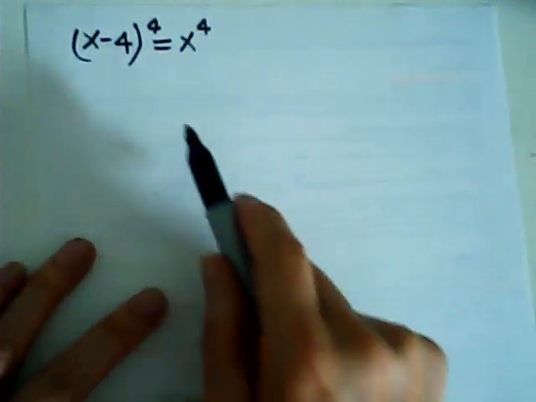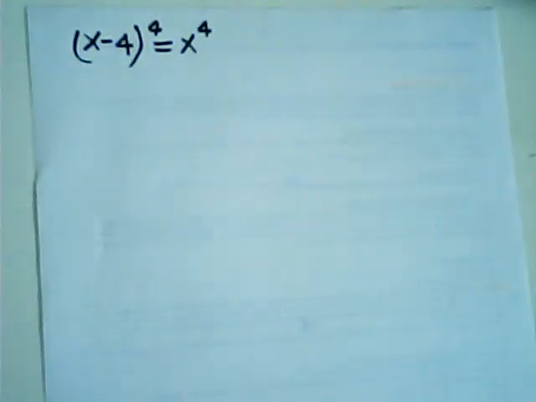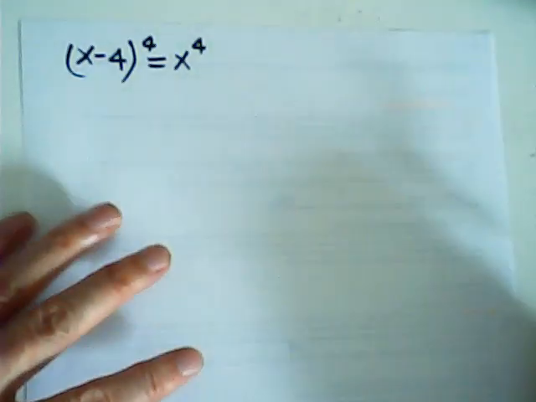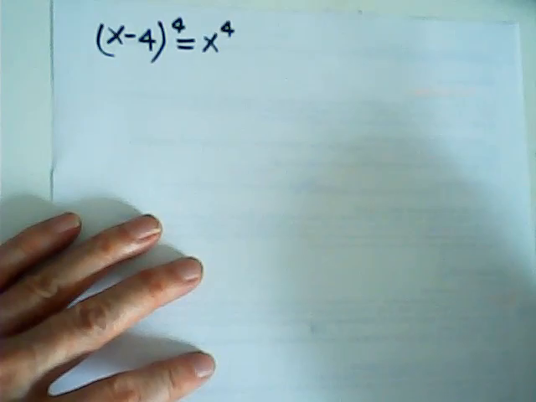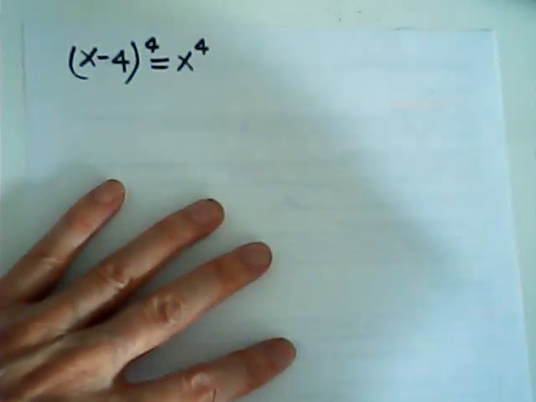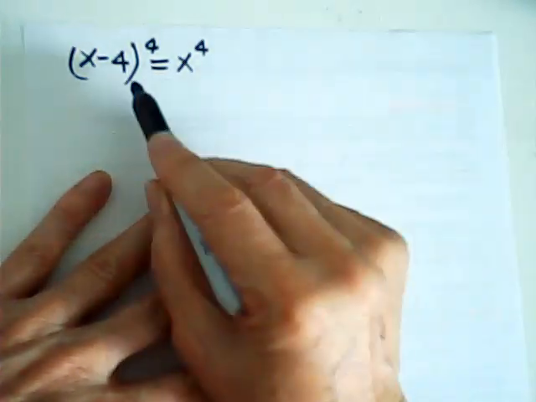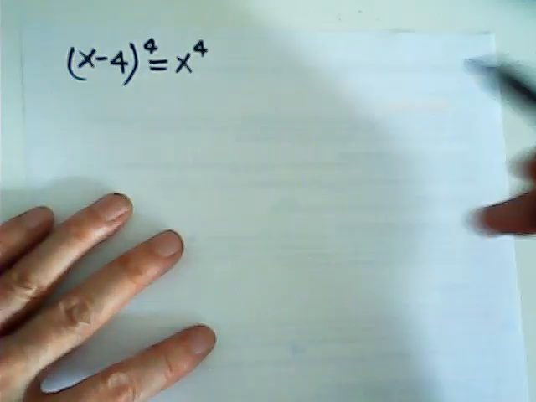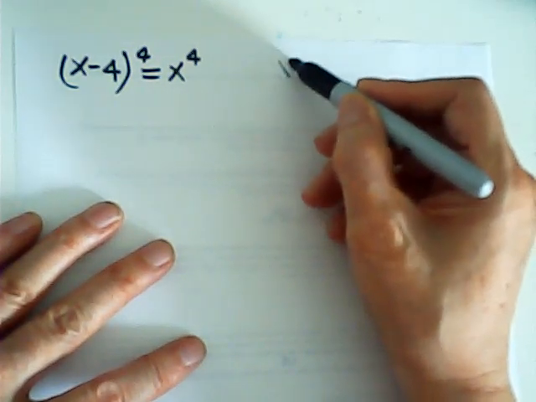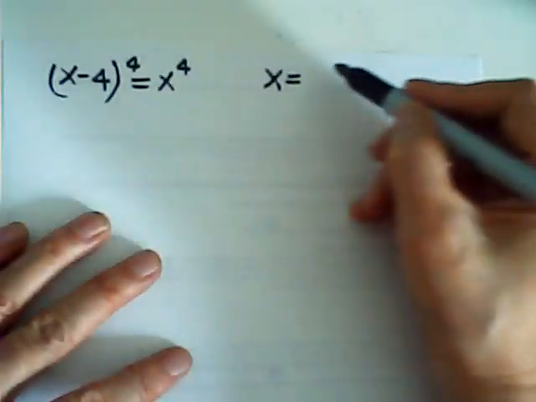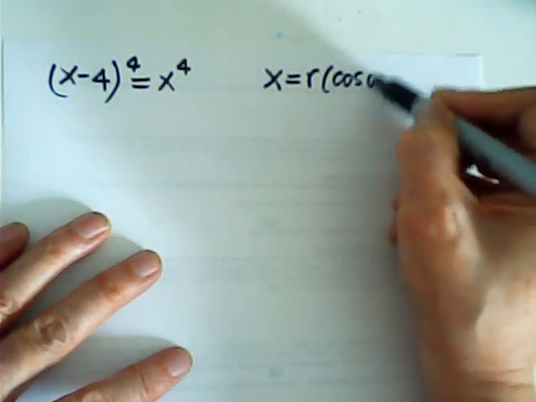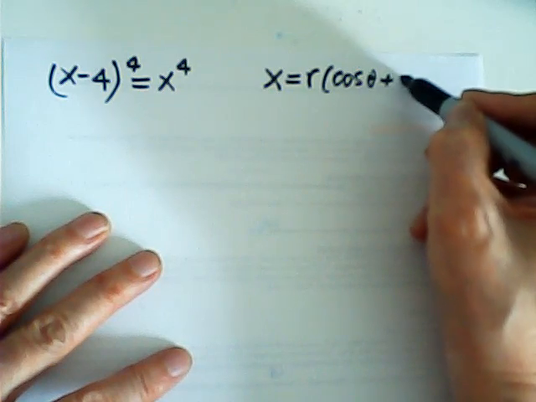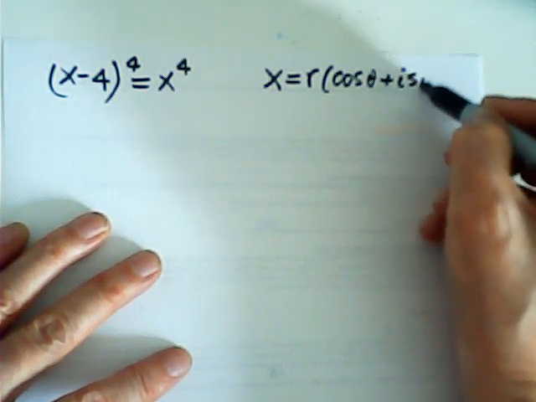I saw this equation on YouTube, and I would like to solve it by using complex numbers. So I want to share with you my experience. Now, if x is a complex number, then x is equal to r cosine theta plus i sine theta, right?